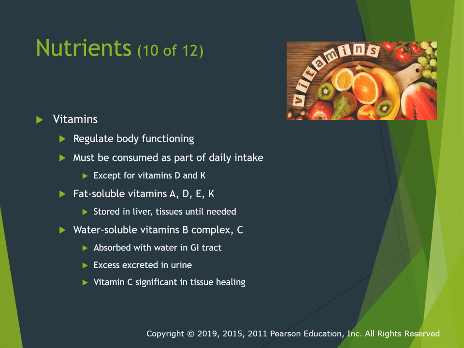Vitamins are categorized as either fat or water soluble. The fat-soluble vitamins A, D, E, and K are found in fats and oils in foods and require bile for absorption. These vitamins are stored in the liver and tissues until needed by the body. So if you have any liver damage, you may have issues with these vitamins. The storage ability also allows toxicities to develop if taken in excess.